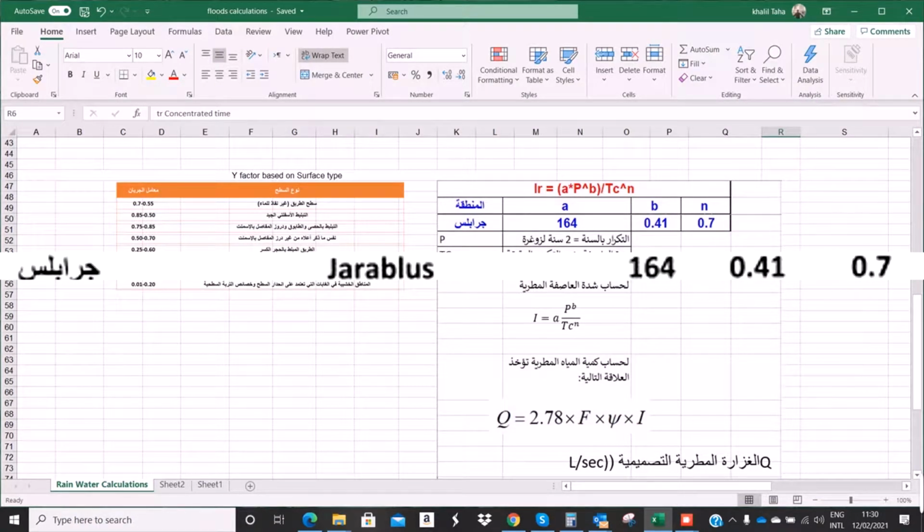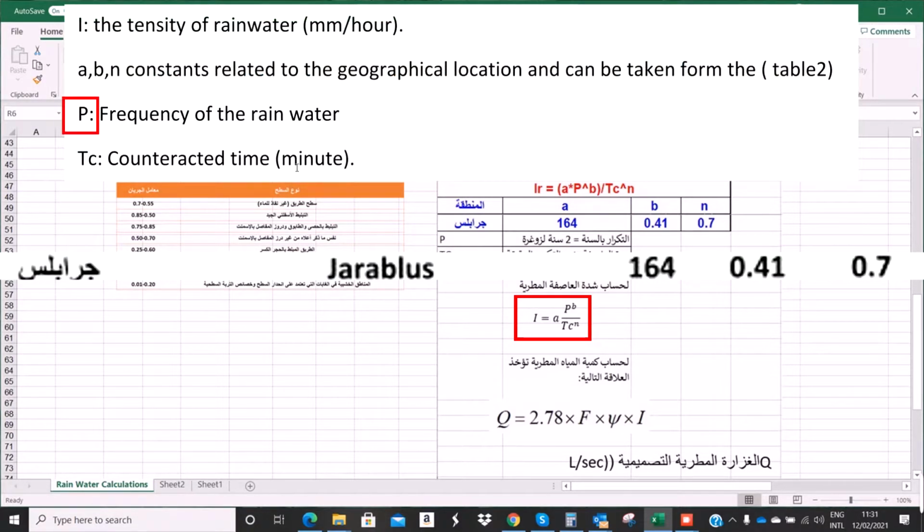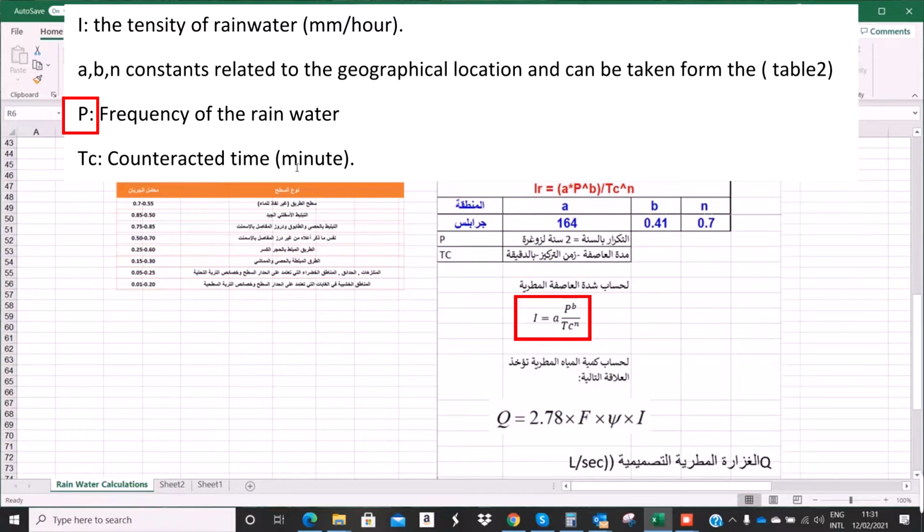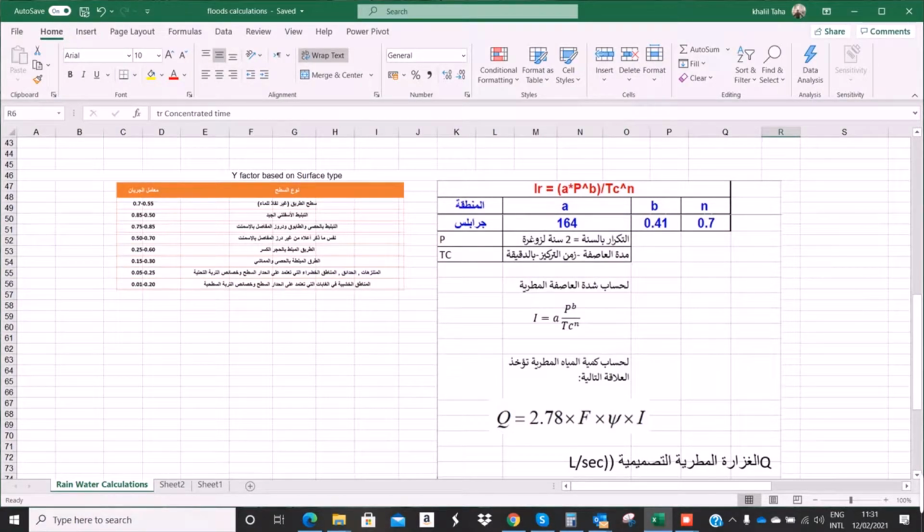And I will design, I will see the intensity of the water. A is known from the table, we will take it. B is the frequency of the rainwater. And you know, if the frequency increases, the intensity will increase. I will assume it is 2 years. T is the concentrated time. It's very important to know how we can calculate the concentrated time based on the location. So I have A, I have B, I have N. Just what I need now is TC, the concentrated time.